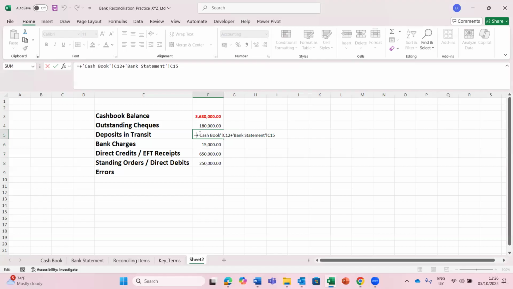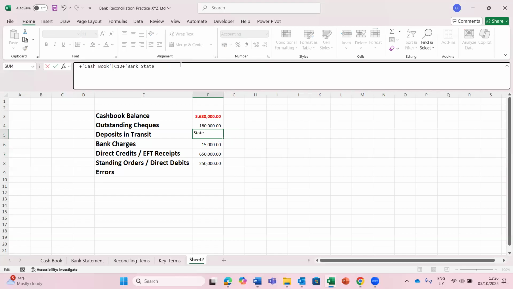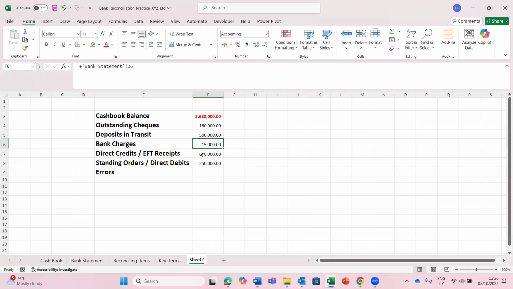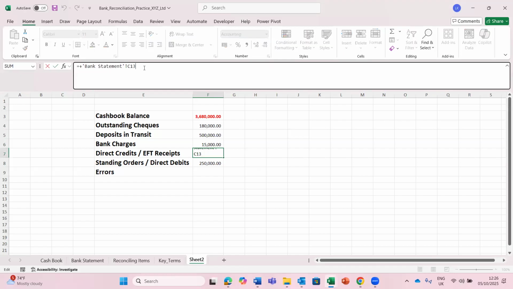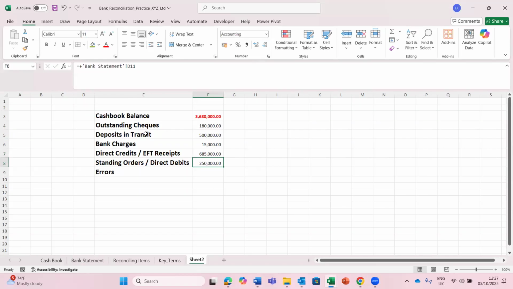Just a minute. Okay, just a minute. Sorry, on the deposits in transit, I made a mistake. It has to be one, not from the bank statement. It has to be one, and then the direct credits. That one we add the interest received. Okay, we add that one. Right. So on the deposits in transit, that one we already added here. So we subtract.